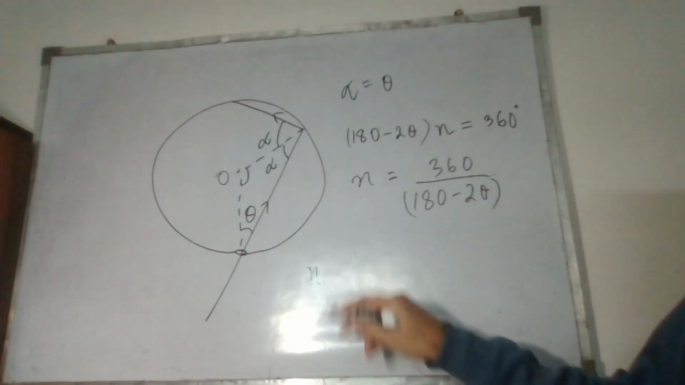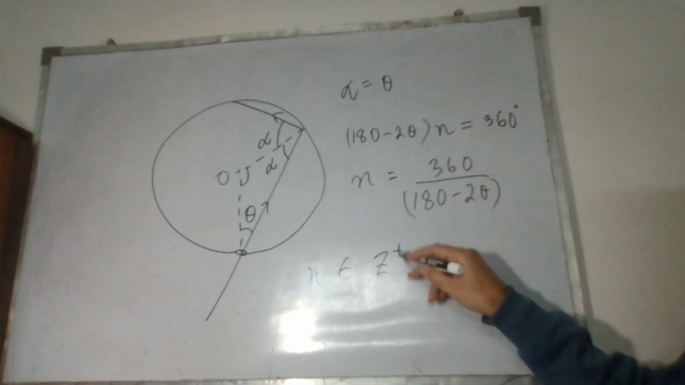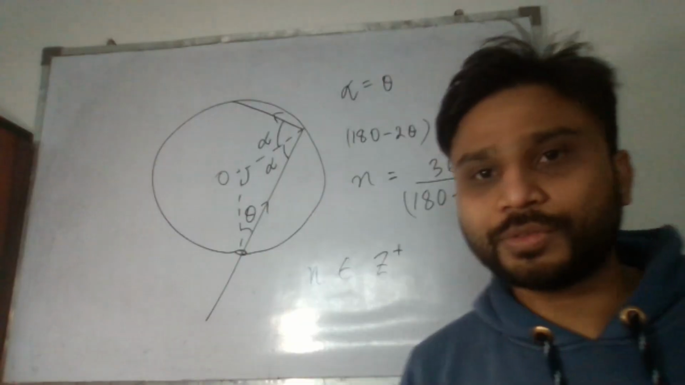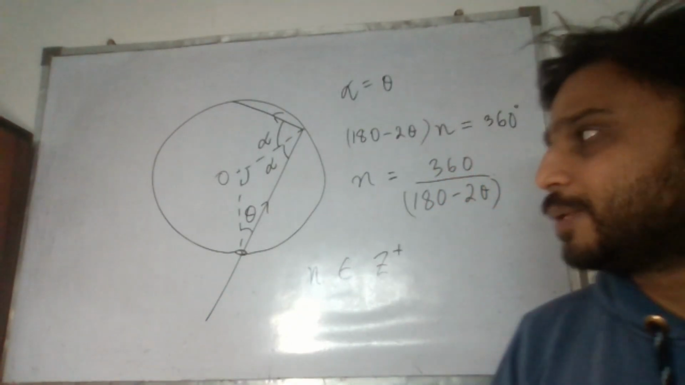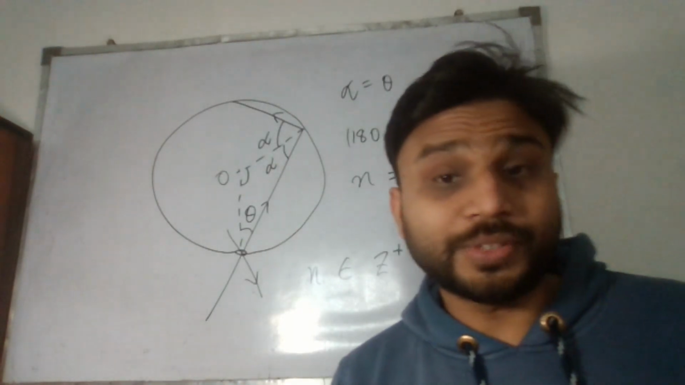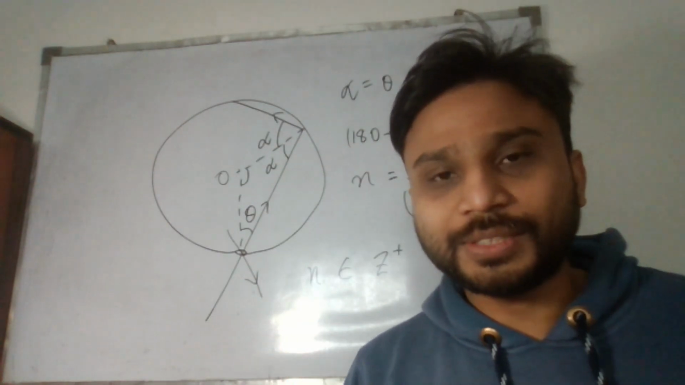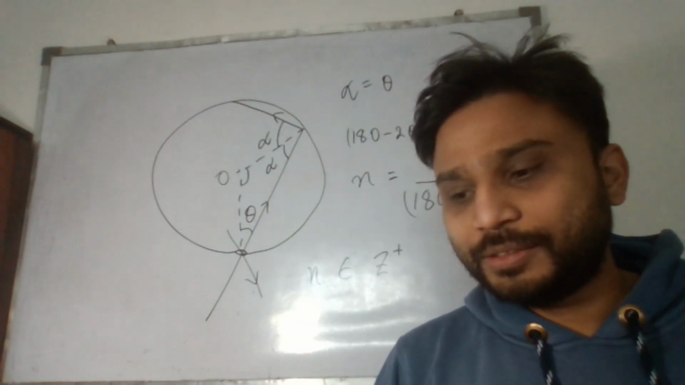So n must belong to positive integers for the ray of light to actually bounce and come out of the sphere like this. It's a pretty fun question, small and intuitive.